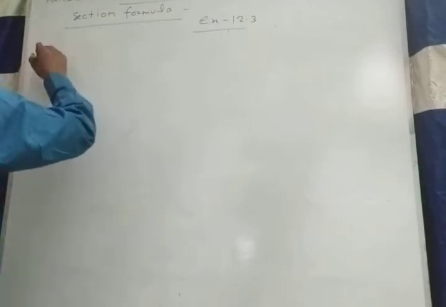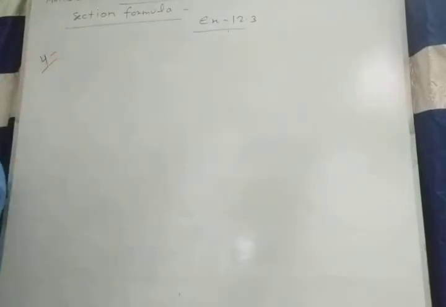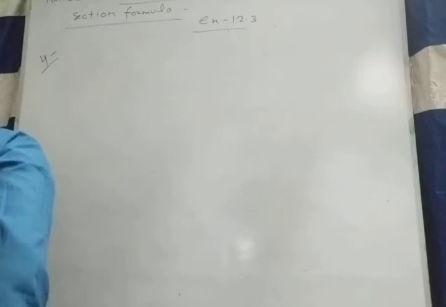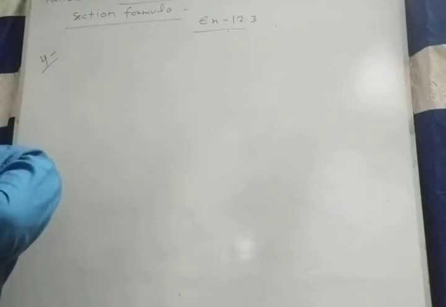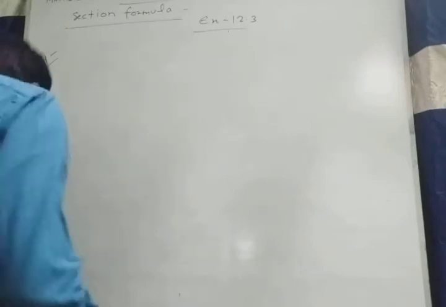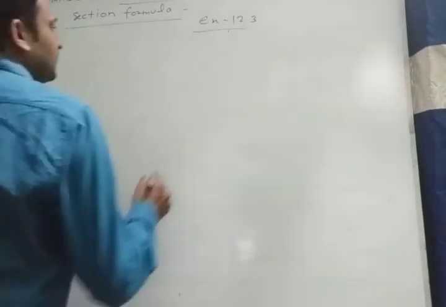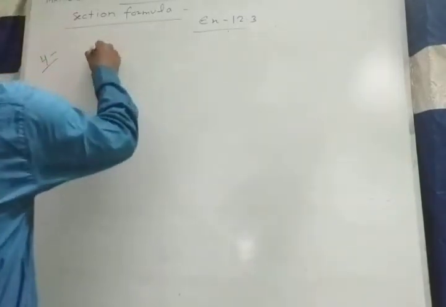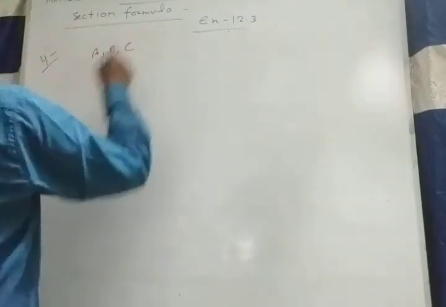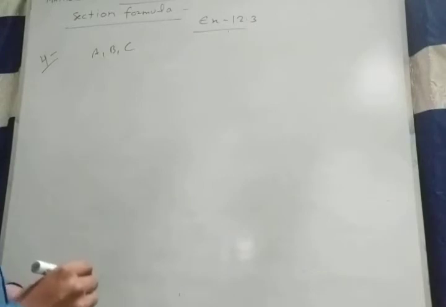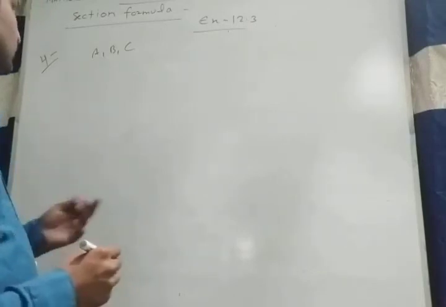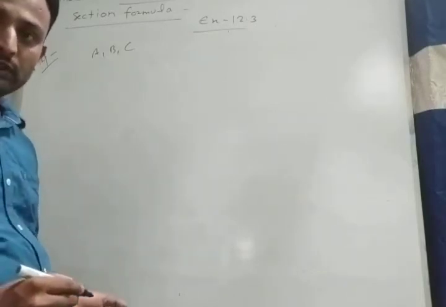Question number 4. Using the section formula, show that the points A, B and C are collinear. We have to show that the three points A, B, C are collinear by using the section formula.